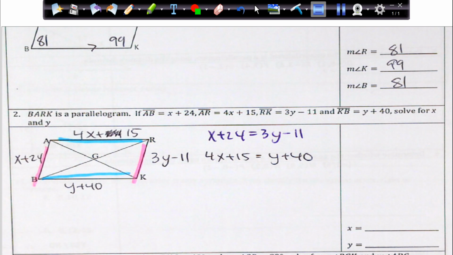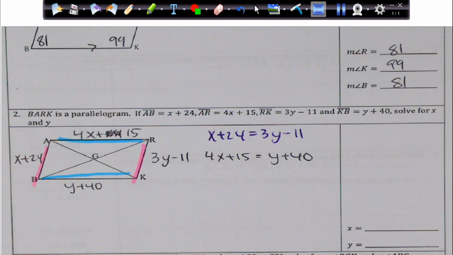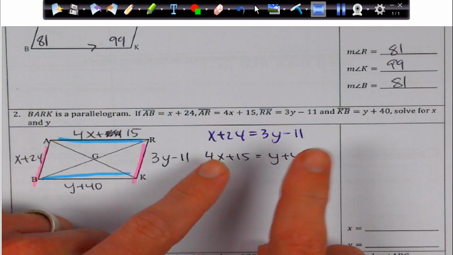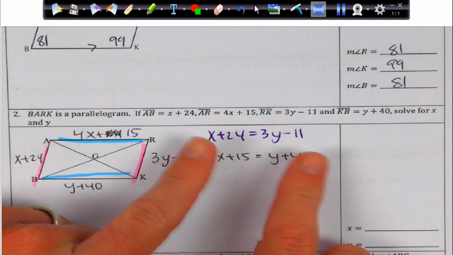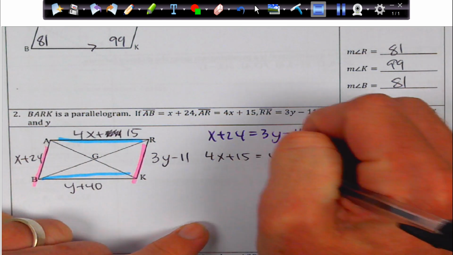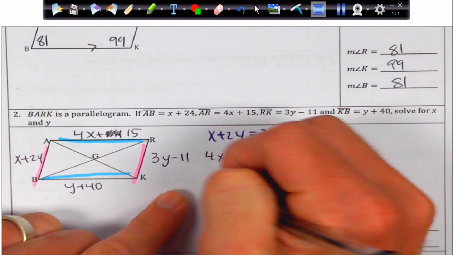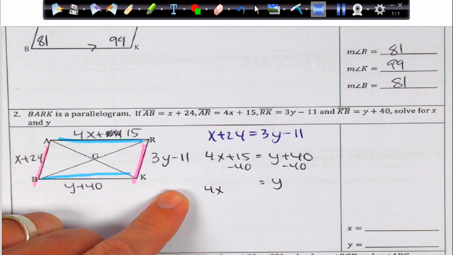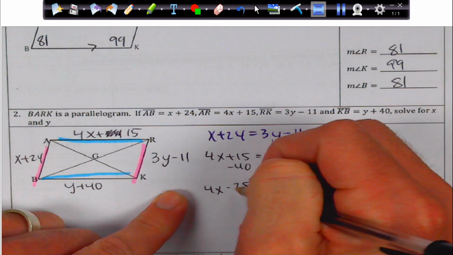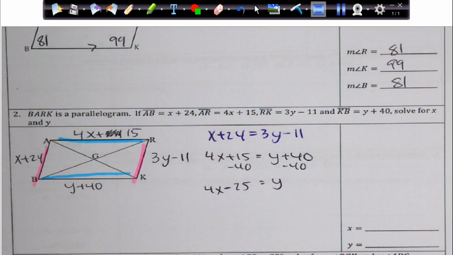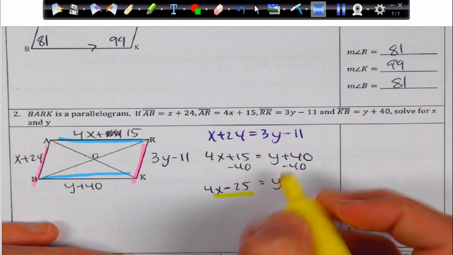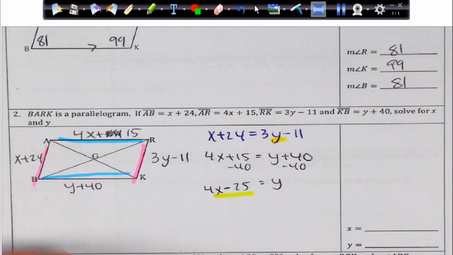So the problem is we can't solve either of these, but I can use the power of substitution, which is one of our systems of equations techniques. I have two equations with two variables, so if I solve this for y by subtracting 40, I get y equals 4x, and then 15 minus 40 is negative 25. Now I have y equal to this piece, so I could plug this into that equation and solve. So that's what I'm going to do.